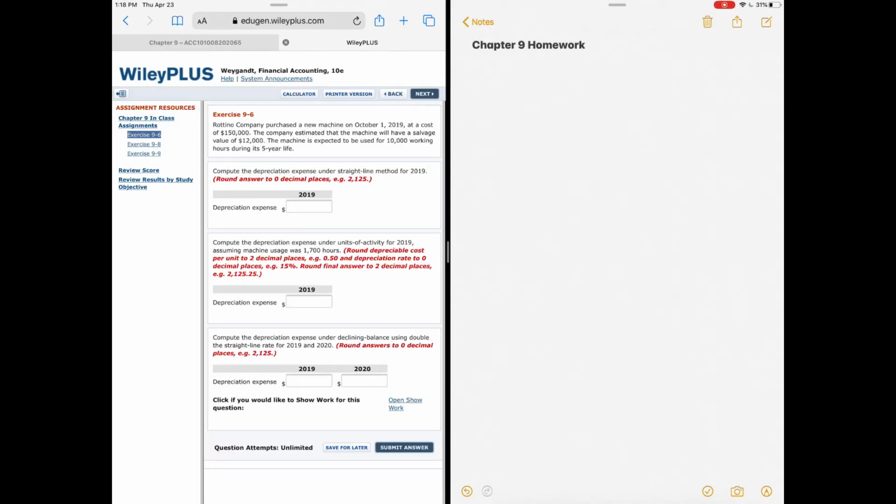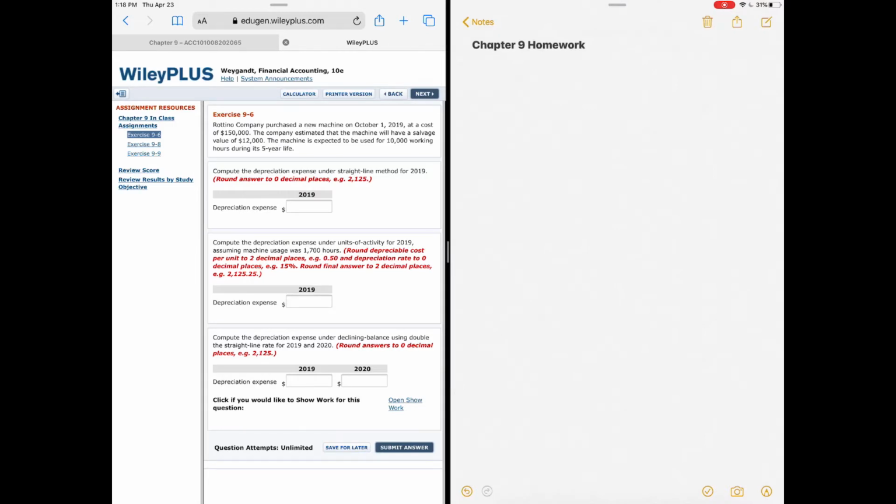Let me walk you through some of the homework in Chapter 9 to get you started and to give you some direction as to how to do these problems. The first one I want to walk you through is exercise 9-16, which looks at depreciation under each of the methods that we're looking at: straight line, units of activity, and the declining balance method.